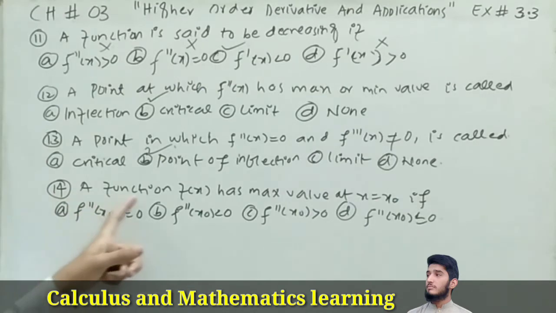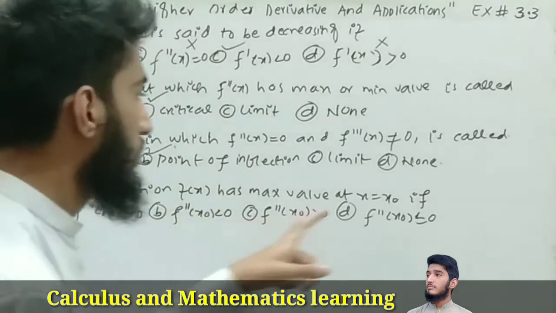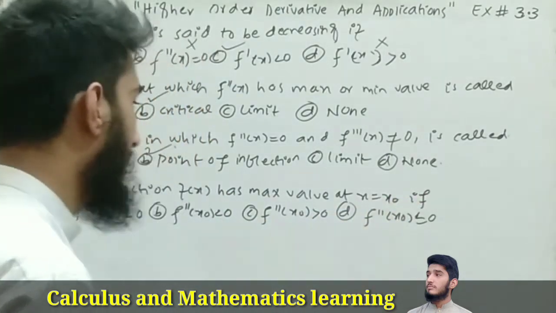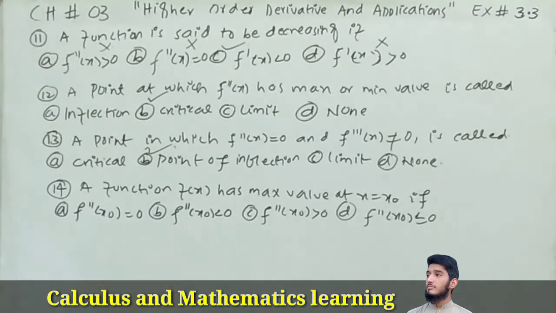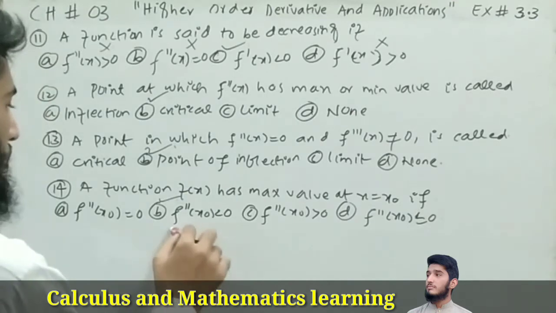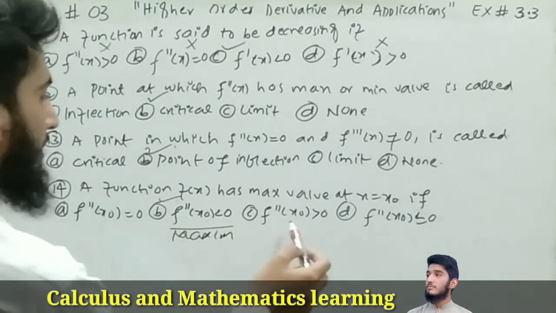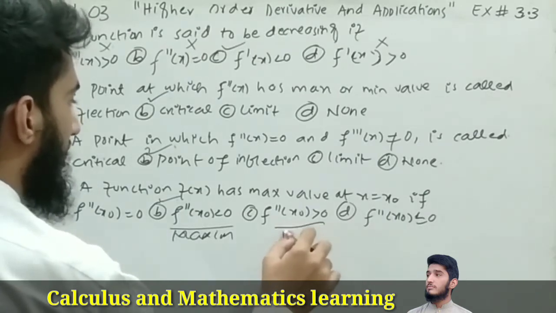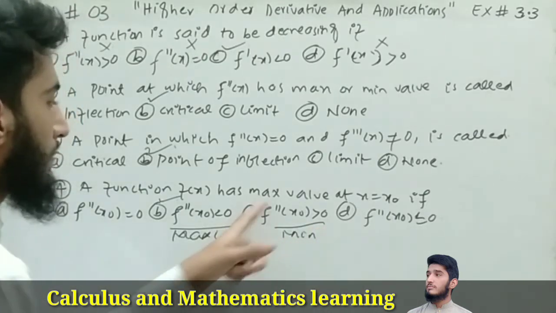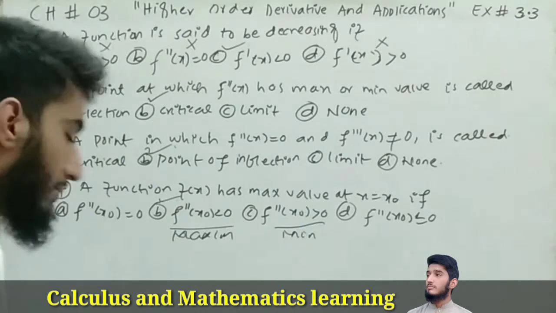MCQ number 14, a function f of x has a maximum value at x equal to x naught if it satisfies the definition given in option B. f double prime of x naught must be less than 0, so this will be called a maximum value, a relative maxima. And for f double prime greater than 0, this will be called a relative minima. But they are talking about maximum, so the correct option will be option number B.